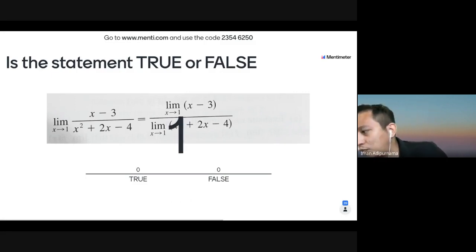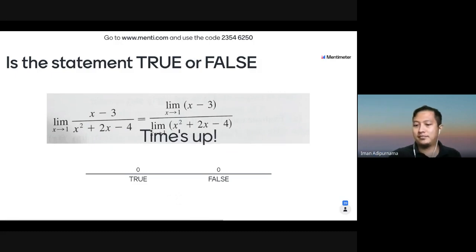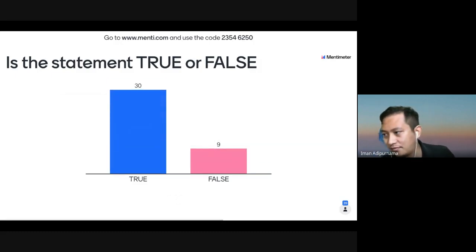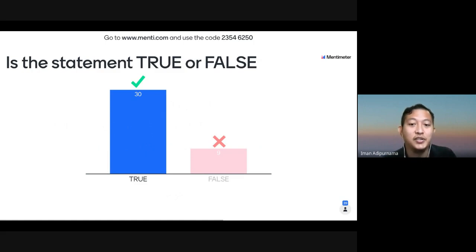3, 2, 1. Okay, time's up. Okay, now it's correct. It's correct. No, it's true. It's true. Because you need to evaluate each term first, and then you can decide whether you can do it or not.